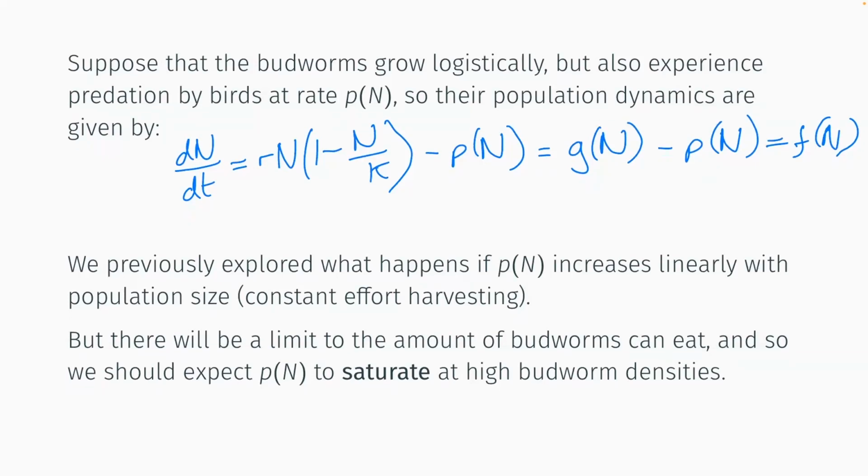So the main thing we want to think about, first of all, is this idea of saturation. When there's lots and lots of budworms about, the birds can't keep up with them, they get satiated, they can't eat that much. And so this predation term should saturate rather than increasing linearly. Okay.